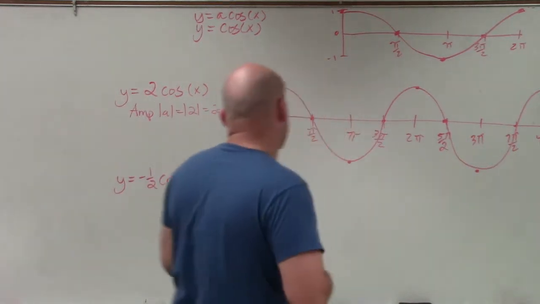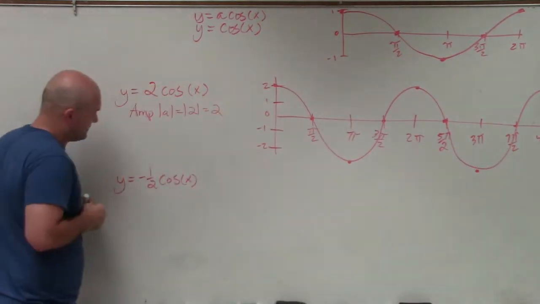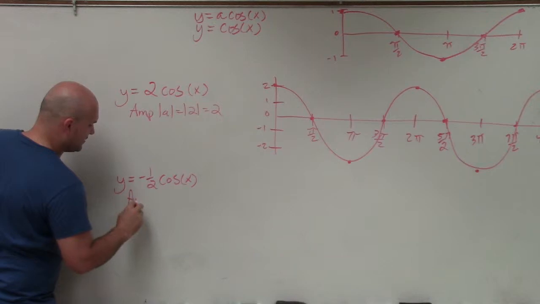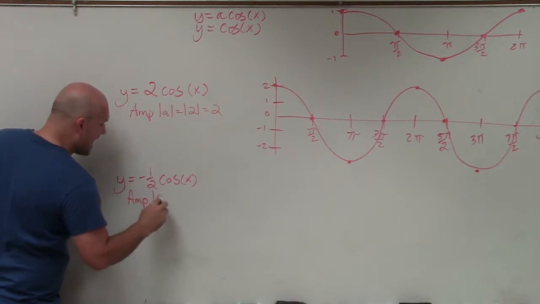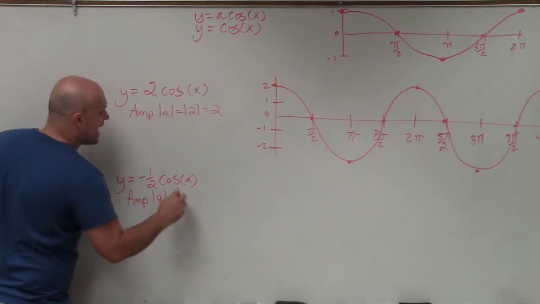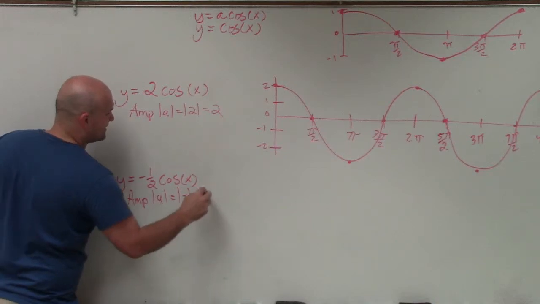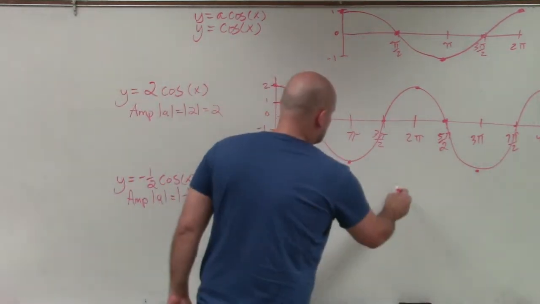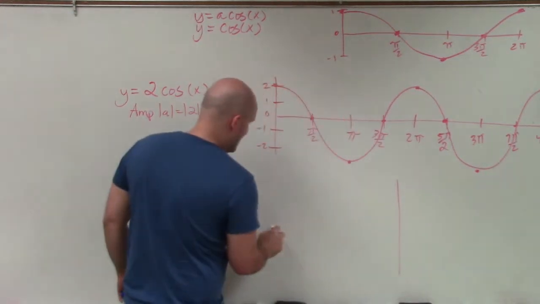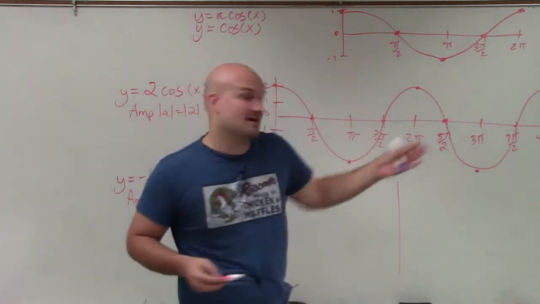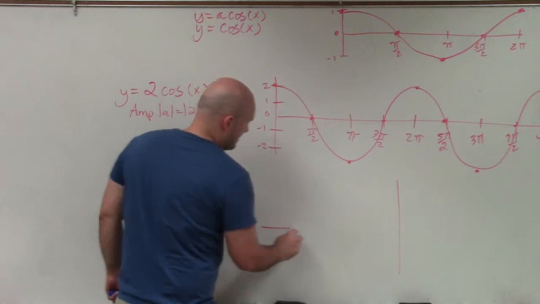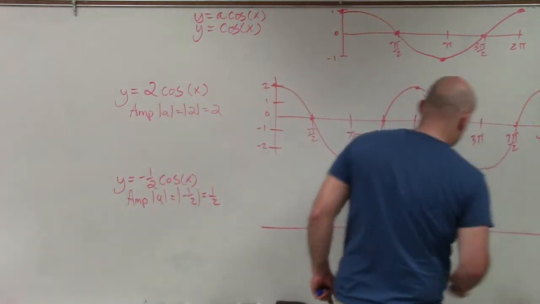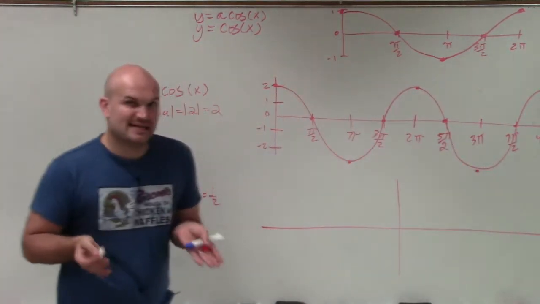Now let's take a look at, well, what about if the amplitude is -1/2? Now it's very important that we notice that the amplitude is the absolute value of a. So the absolute value of -1/2 is just equal to 1/2. That's very important because I'm going to graph one now. Instead of doing 2 periods to the right, I'm going to do a period to the right and a period to the left.